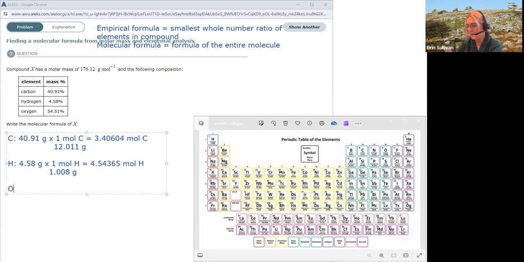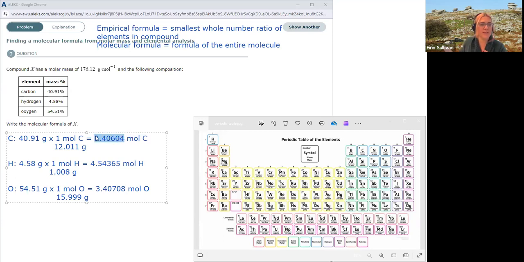Okay, and then lastly, but not least, oxygen. We have got 54.51 grams. 1 mole of oxygen weighs 15.999 grams. Okay, so 54.51 divided by 15.999 is 3.40708 moles of oxygen.